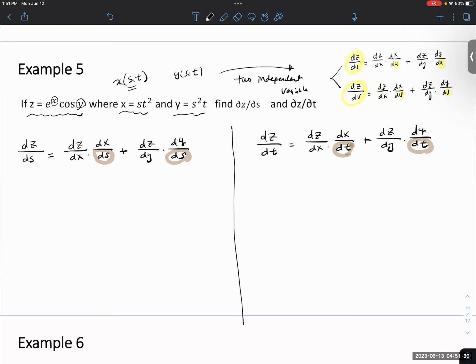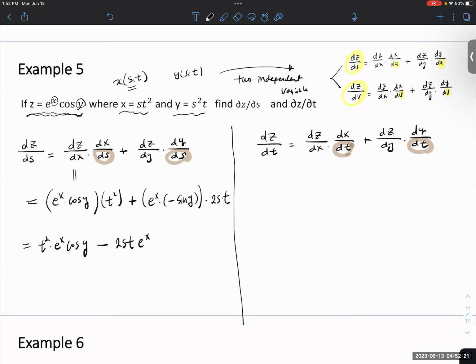So now we're going to do all the work. So dz over dx. Here you're taking the partial derivative with respect to x. So cosine y is a constant. e to the x is the same thing. So e to the x cosine y. And then dx over ds, t is going to be the constant. So it's going to be t squared. And then dz over dy, you're taking the derivative. So e to the x times minus sine y, times dy over ds. So s is going to, t is going to be the constant. So 2st. So we have that. If you rewrite it, t squared e to the x cosine y minus 2st e to the x sine y. So this is what we got, dz over ds.